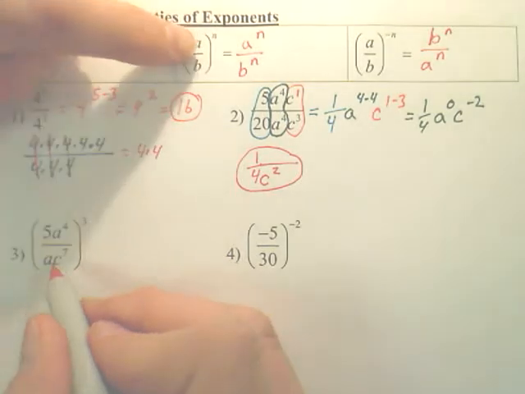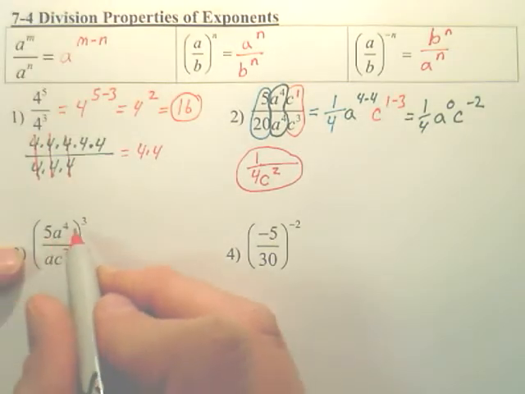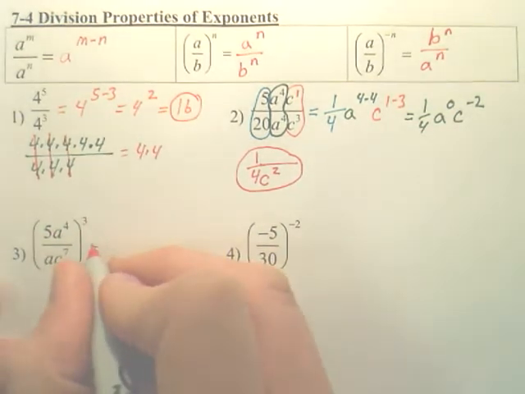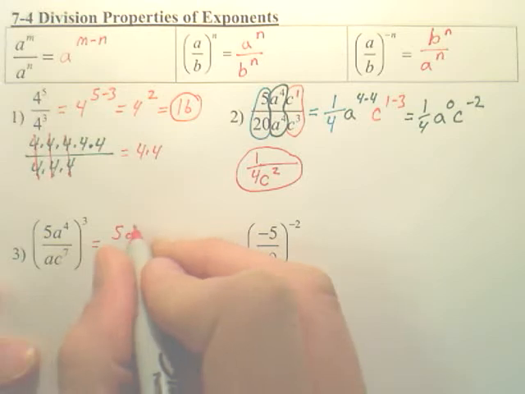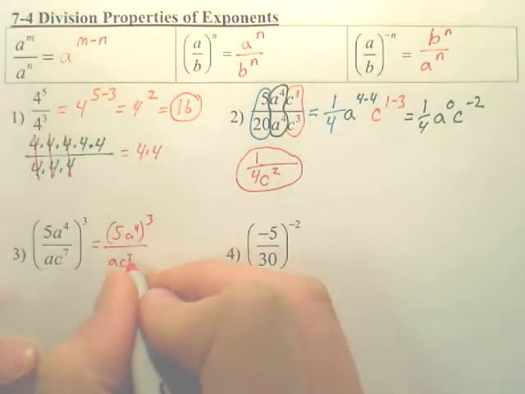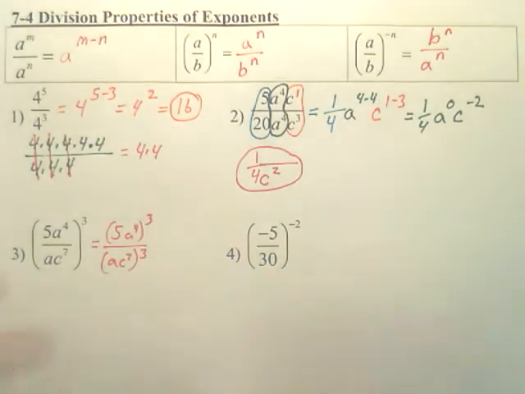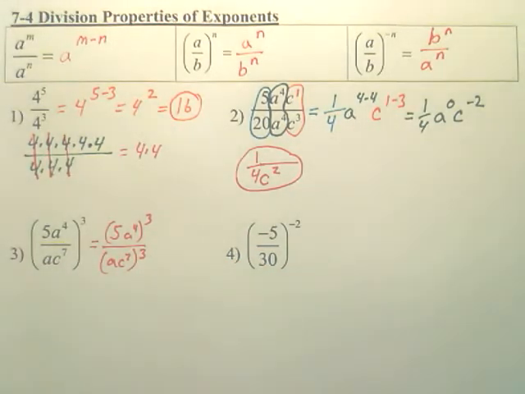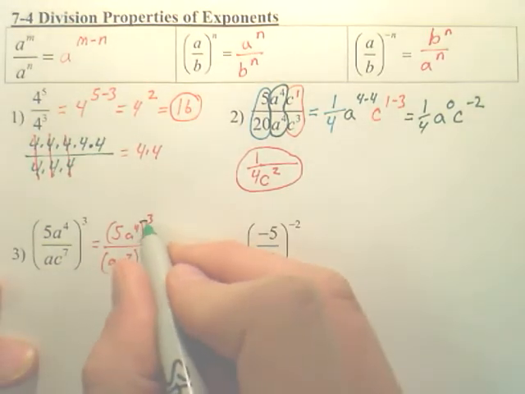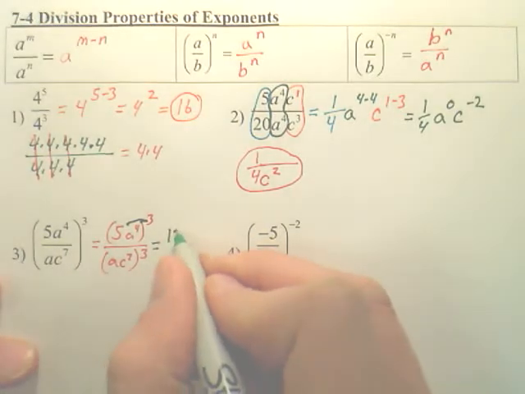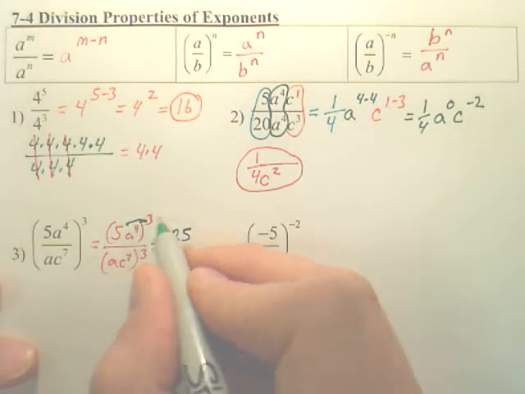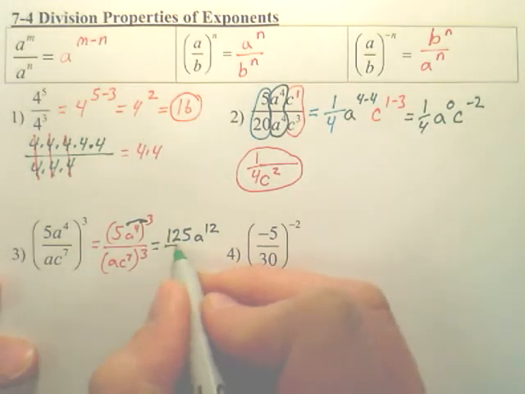All right, this one relates back to this formula. Whenever you have something to a power, this third power is going to go to each piece. So it's going to look like 5a to the 4th to the 3rd over ac to the 7th to the 3rd. And then that ends up giving you, well, you're going to take the third power of both these. So 5 to the 3rd, which might be tough for some of you, but it's 125. And then a to the 4th to the 3rd, you multiply those. That's going to be a to the 12th.